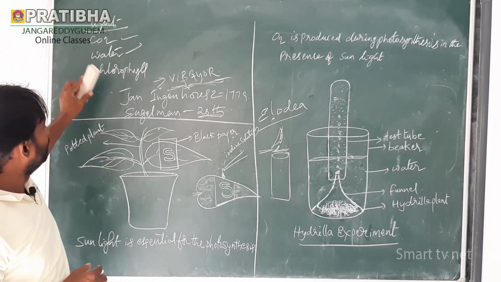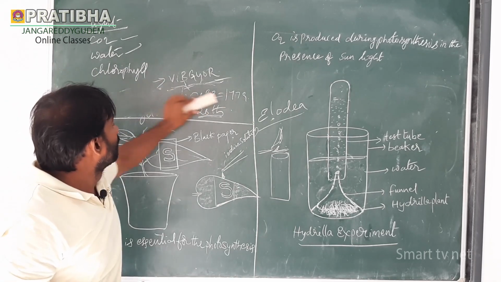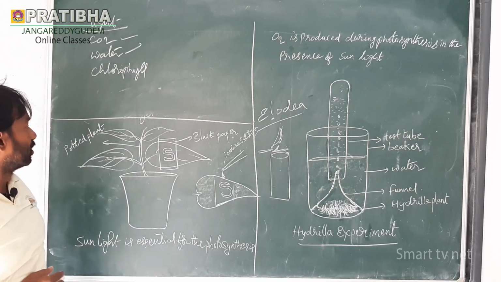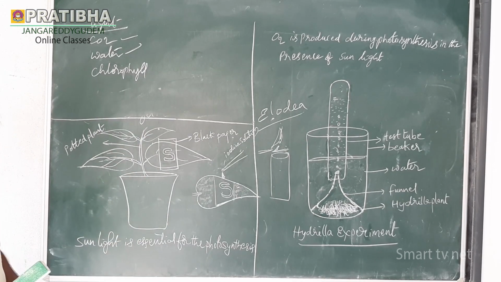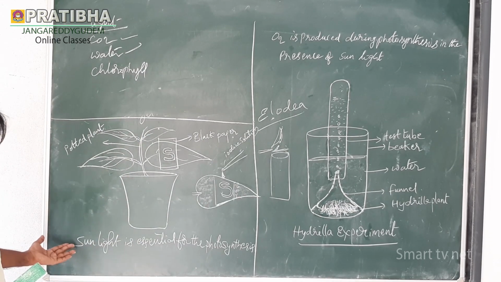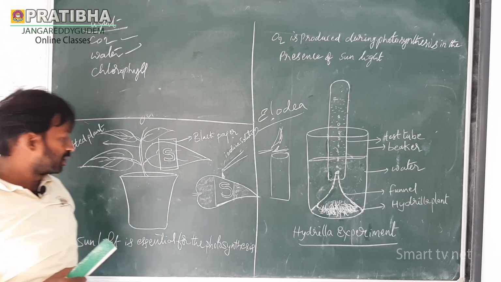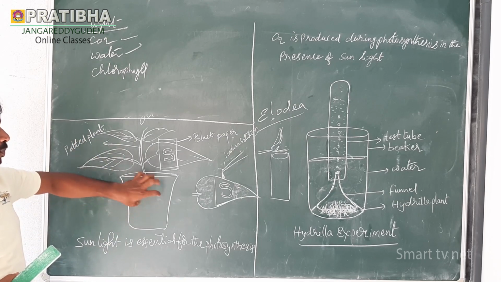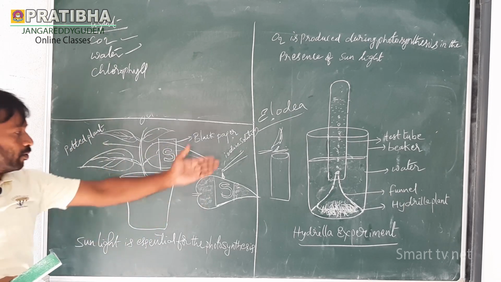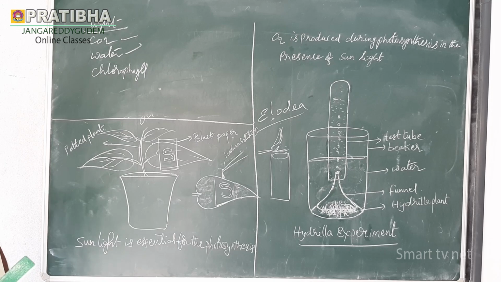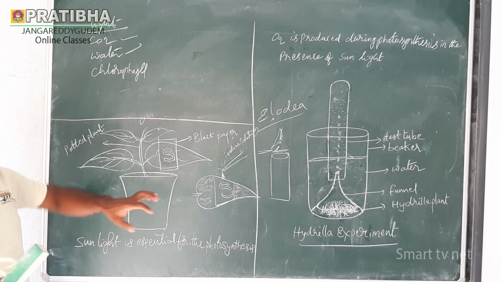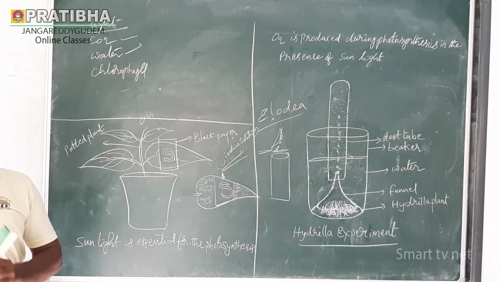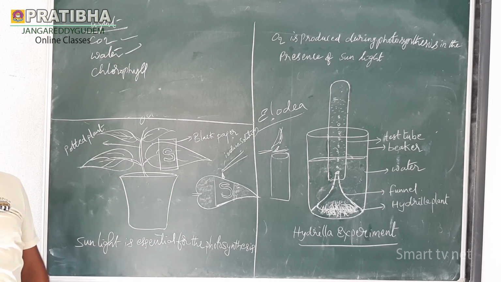Another experiment is: sunlight is essential for photosynthesis. How can you prove that? See, this is the potted plant. The aim of this experiment is that sunlight is essential for photosynthesis. For this experiment, we need a potted plant, black paper and iodine solution. First of all, we have to choose the potted plant. That plant must be kept in a dark room for some days.